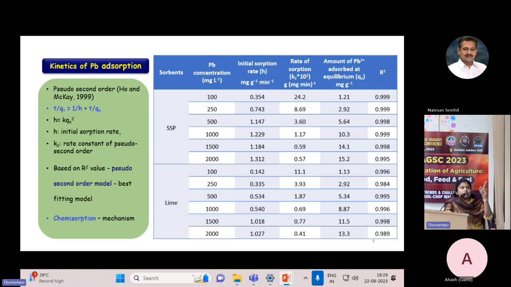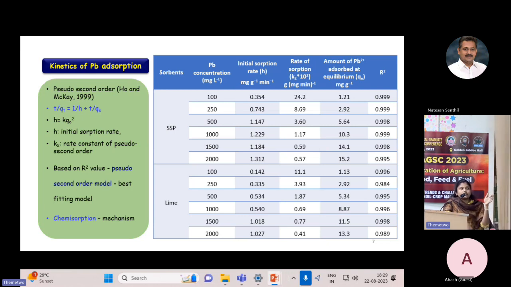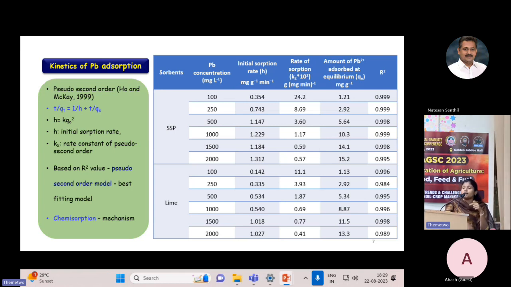However, if we see the constants calculated from this model, we can see that the initial rate of sorption and the amount of lead adsorbed increase with increasing concentration, whereas the rate of sorption decreases with increasing concentration, which shows that the time required to reach equilibrium increases for higher concentrations. And moreover, compared to lime, SSP has higher values for all the constants.